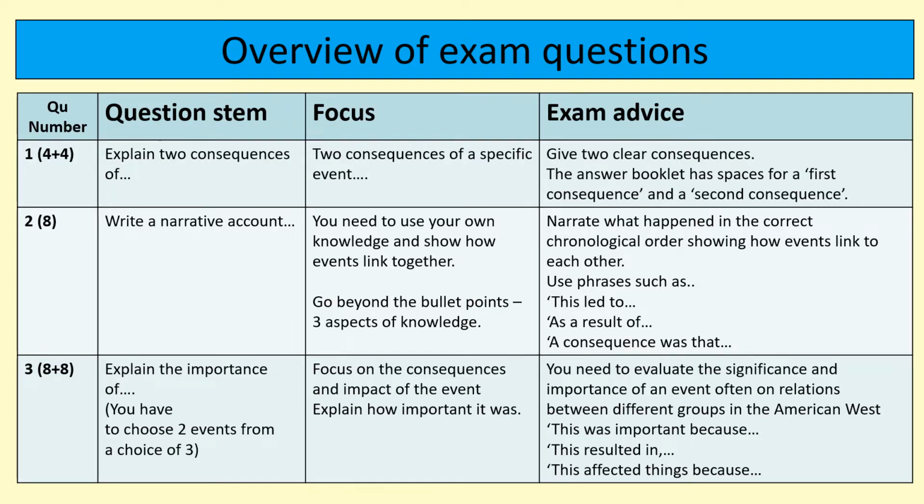And then question 3 is two kind of 8-mark questions, and it's explain the importance of, and you have to choose two events from a choice of 3. So you need to focus on the consequences and impact of a particular event, explain how important it was. So you'll need to analyze the significance of an event and really think about its consequences, using phrases such as this was important because, this resulted in, this affected things because.